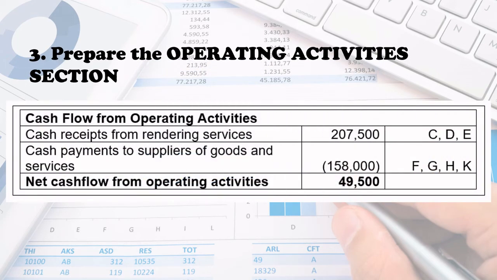Here, magkasama na yung cash receipts from rendering services and cash payments to suppliers of goods and services. Kaya lang, naka-enclosed in parentheses yung 158,000 since siya ay deduction sa cash, or yun ay mga transactions na nasa credit side ng cash ledger.